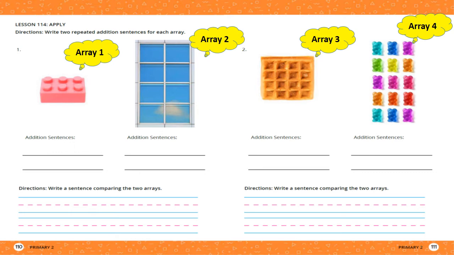It has two rows. Okay, now let's write the repeated addition sentence for rows. 3 plus 3 equals 6. Now let's add by columns. 2 plus 2 plus 2 equals 6 also.